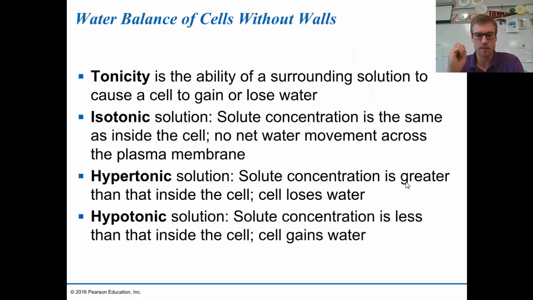Water has specific words. So tonicity is the ability of a surrounding solution to cause a cell to gain or lose water. And there are three different ways we can describe solutions. We can talk about an isotonic solution, which is where the solute concentration is the same as it is inside the cell, which means that we're already at equilibrium, so there's going to be no net water movement.